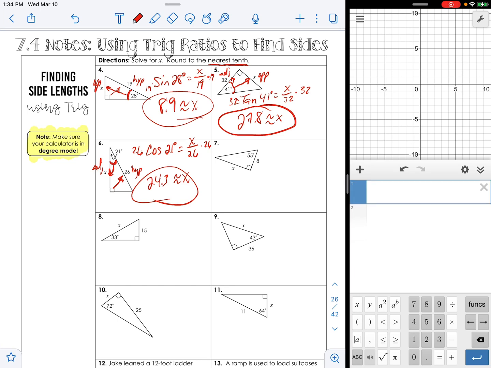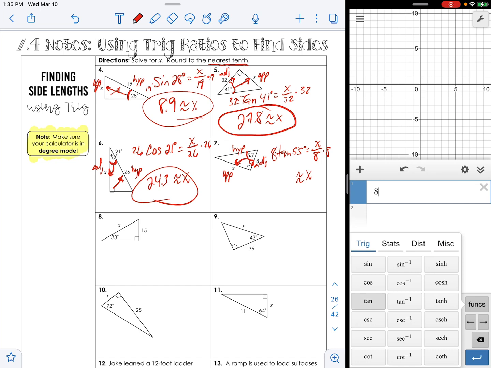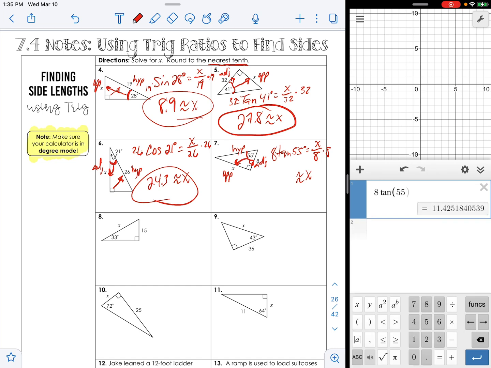Let's look at number 7. 55 is what we have here. This one over here is opposite. This one right next to it, touching, is adjacent, because this is your hypotenuse. So we got OA, so that's the tangent of 55 degrees equals x over 8. So multiply by 8 on both sides. x is approximately 8 times the tangent of 55, which is 11.4, rounded to the nearest tenth.